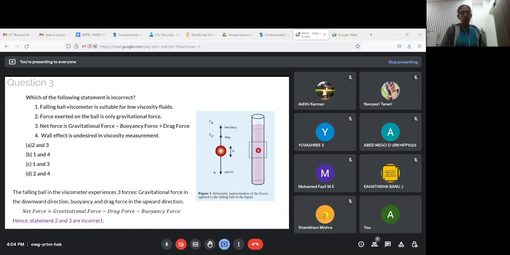So statements 2 and 3 are incorrect. Statement 1 is correct because a falling ball viscometer is actually used for low viscosity fluids, because you want the ball to actually come down. If it is an extremely highly viscous fluid, then it becomes much more difficult for the ball to travel. And what do you think is the wall effect here?